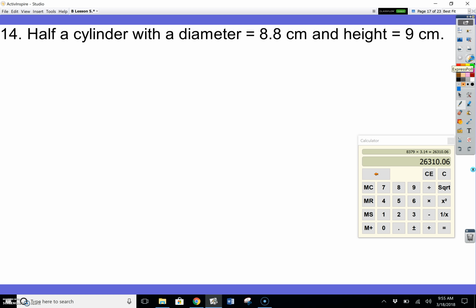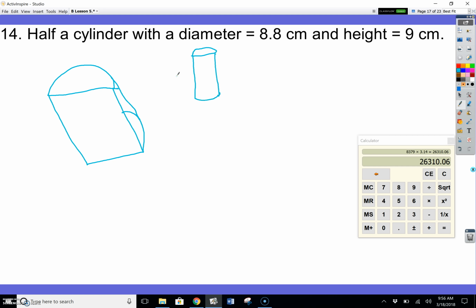All right, so now it's going to try to trick us. It's saying I have half a cylinder. So it's basically saying if I have part of the circle, it's going to get cut in half. So this kind of shows half a cylinder. It's basically a cylinder, and I cut it in half. I want you to realize, guys, I did not cut it in half this way. I cut it in half this way.